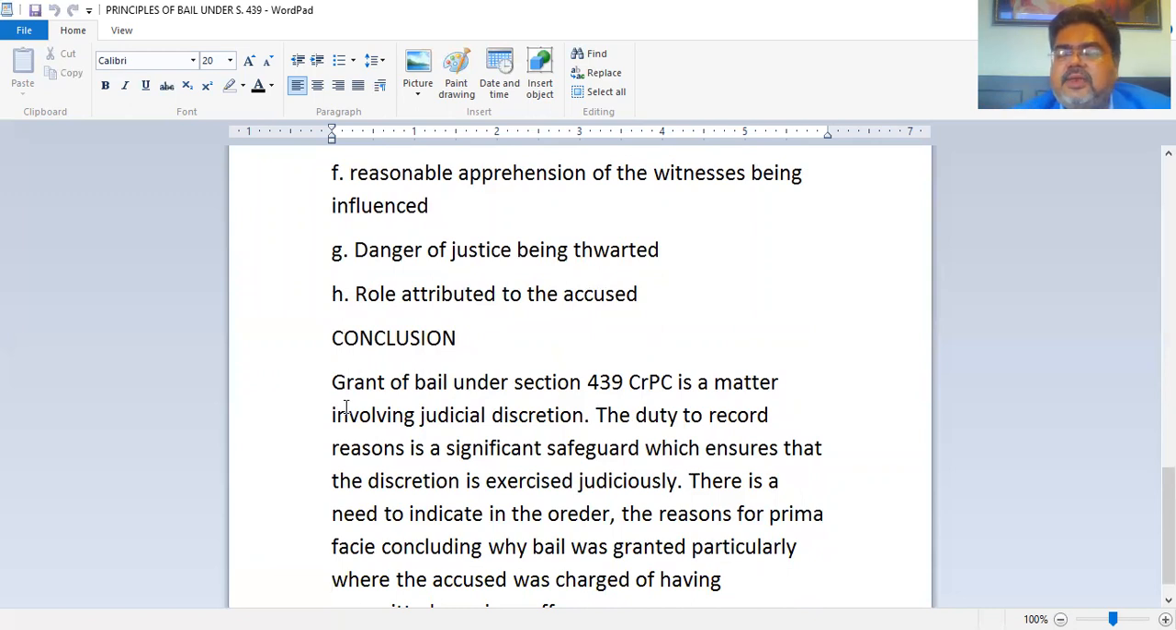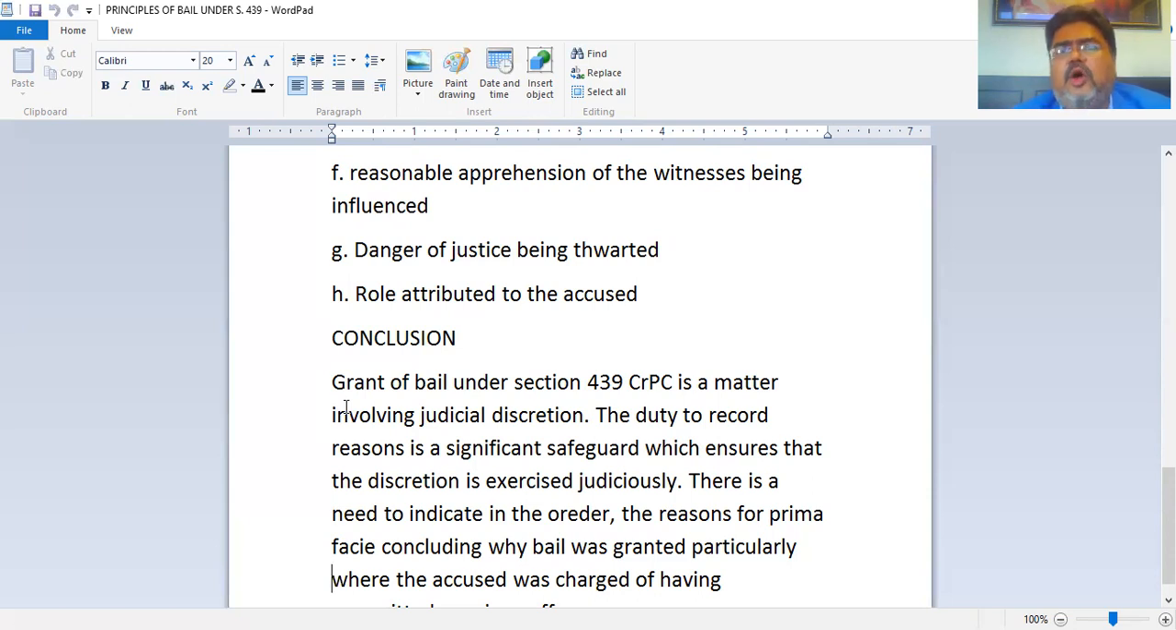Grant of bail under section 439 CrPC is a matter involving judicial discretion. So there is no formula actually. There is no hard and fast rule on what grounds bail must be granted, on what grounds it shouldn't be granted. It is always a matter of judicial discretion. The judge has wide discretion, but that doesn't mean that he can decide arbitrarily. He has to give reasons. If he is granting bail, he must give reasons. If he is not granting bail, he must give reasons. Valid reasons must be there.